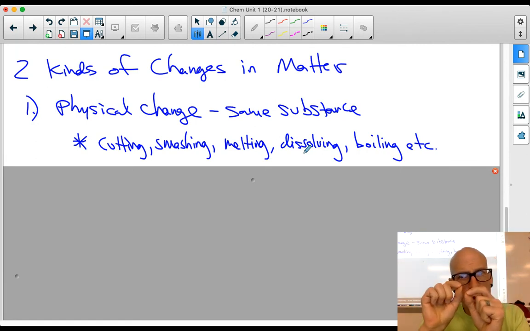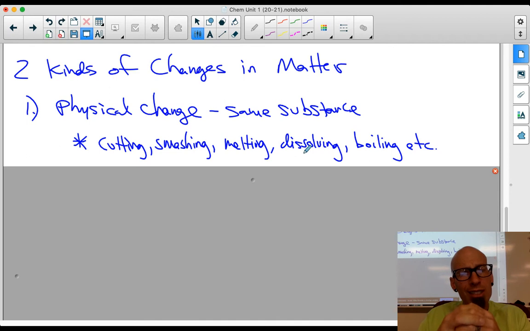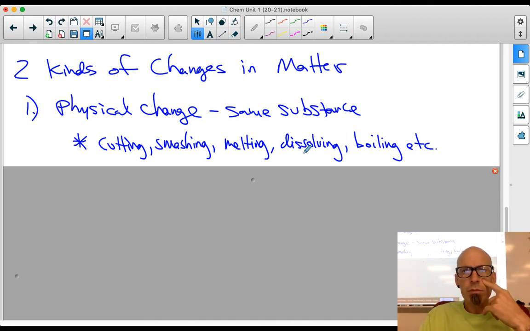Instead of being in a little crystal, all concentrated so you can see it, it's spread out to where you can't see it anymore. Now, if you dissolve enough sugar in water, the water will start to get hazy, where you can start to see that there's something in there and not just pure water. But these are all physical changes, okay?